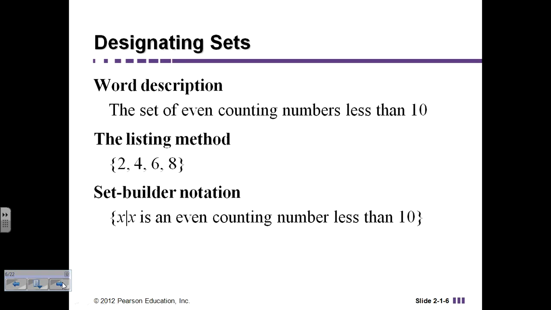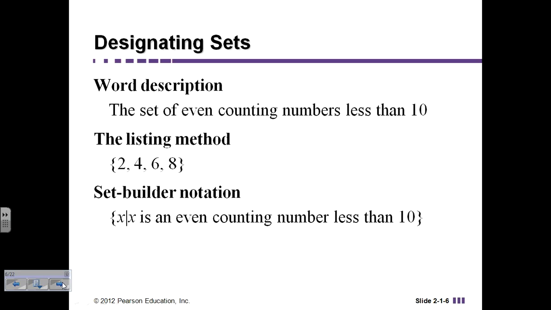For example, for word descriptions, I could say the set of even counting numbers less than 10, and I'm describing that set with words. Or I can list out the numbers that are in that set, 2, 4, 6, 8. Those are all even numbers, they are counting numbers, and they are all less than 10.